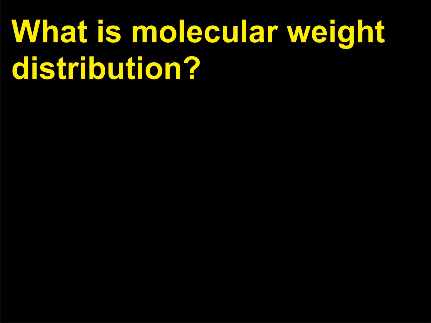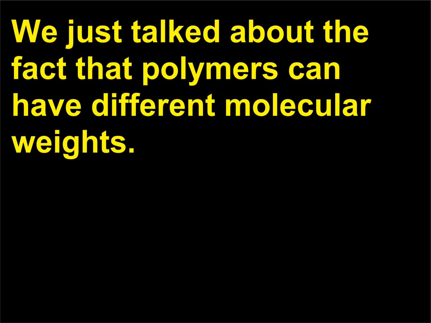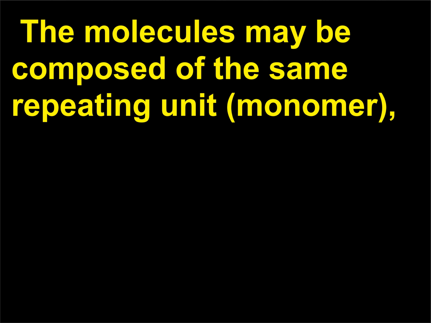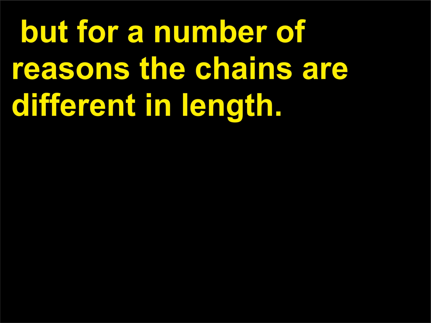What is molecular weight distribution? We just talked about the fact that polymers can have different molecular weights. Oftentimes in reactions that make polymers, a range of molecular weights are produced. The molecules may be composed of the same repeating unit, monomer, but for a number of reasons the chains are different in length.